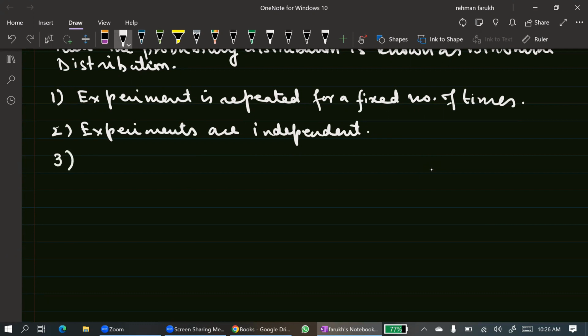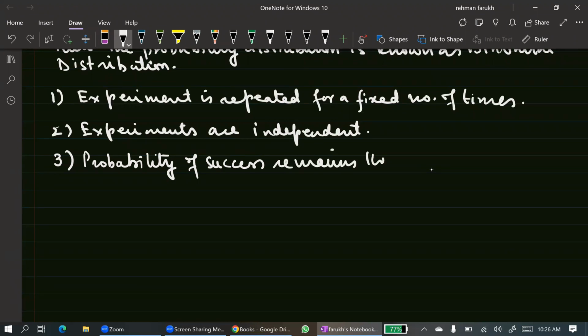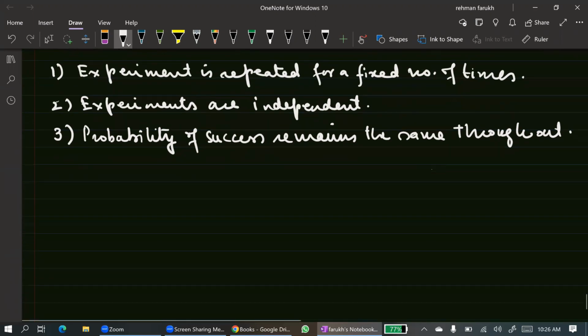Number three, probability of success remains the same throughout. Yes, the probability of success in the first experiment is 1 by 6. In the second experiment is 1 by 6. In the third experiment is 1 by 6.